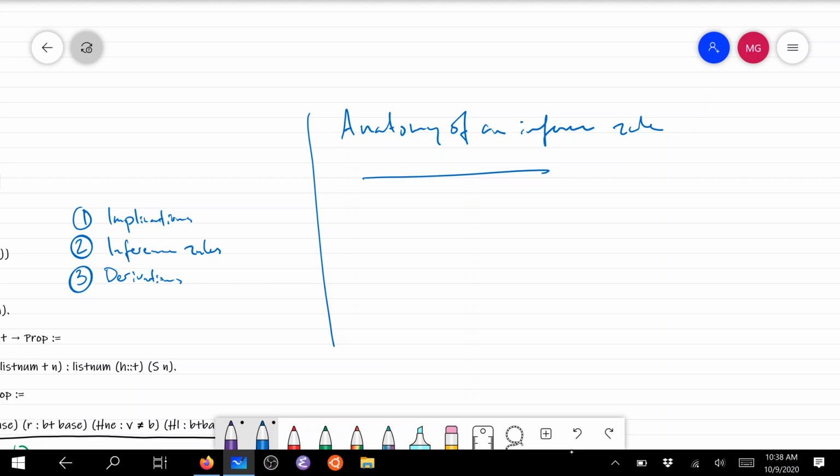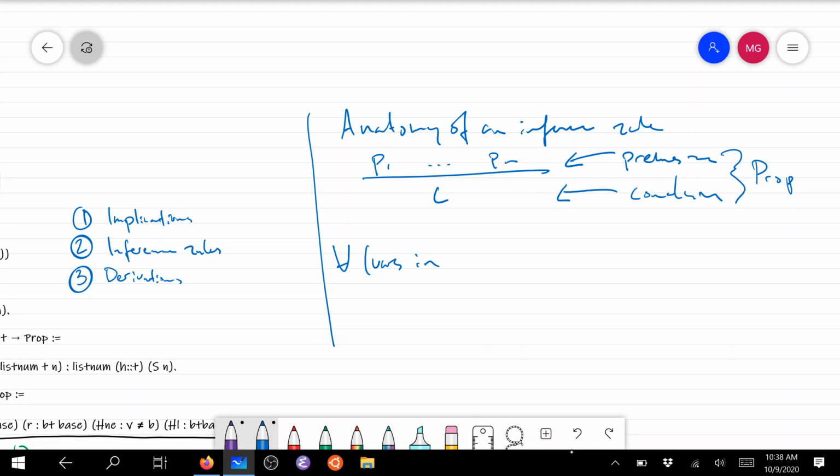There's a line, and P1 through Pn are premises. And then C, that's your conclusion. All of these are propositions. For all vars in Pi and C, P1 implies Pn implies C. This is the interpretation.